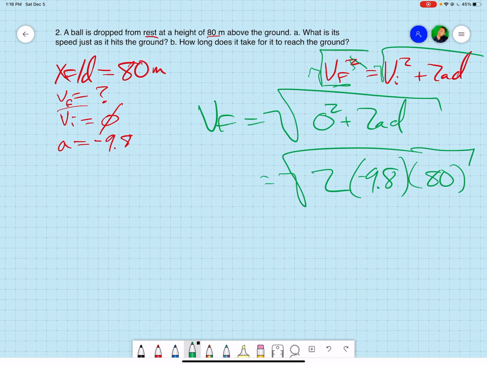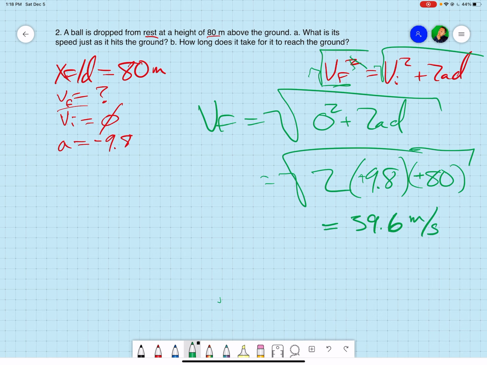Well, really, the negative 80, it fell down 80 meters also, so these negatives will cancel out. I always have my students write down negative 9.8, but if they're about to square root a negative number, it's got to be canceled out somewhere. So square root of 2 times 9.8 times 80, and I get an answer of 39.6 meters per second.